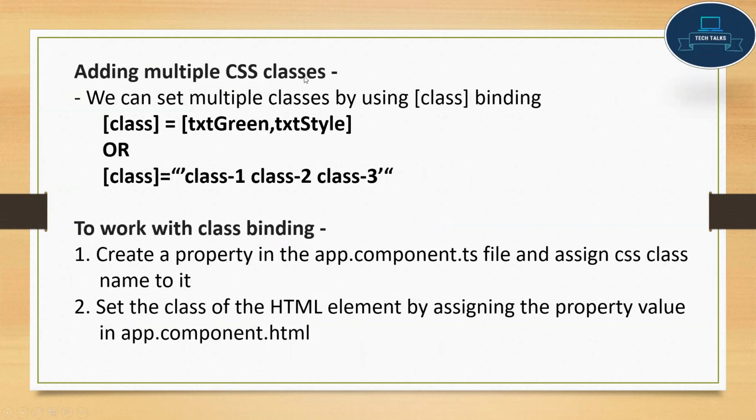Adding multiple CSS classes. We can add multiple CSS classes by using class binding. How? You have to define the class attribute in square brackets, then equal to, prepare an array and specify your class names separated by comma. Or the other way, you can write double quote, single quote, specify the class names separated by space, close the single quote and double quote. To work with class binding, first you have to create a property in the app.component.ts file and then assign the CSS class name to it. Then set the class of the HTML element by assigning the property value in app.component.html.